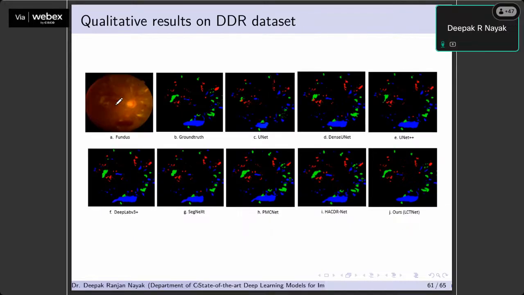Complex examples you can see over here. This is how the input image looks, this is how the ground truth looks, and this is the output we have got. You can just focus on this particular part, and you can see the difference between our approach and the other approaches compared to the ground truth. See how accurate our model is in identifying the boundaries compared to the others, especially in these regions. This region is a hemorrhage area.